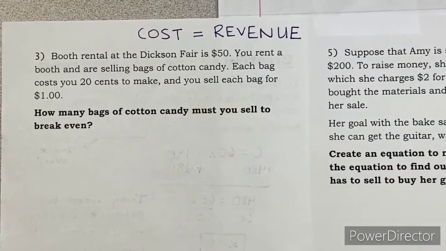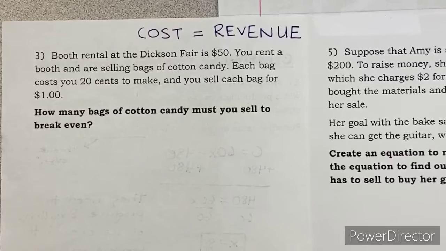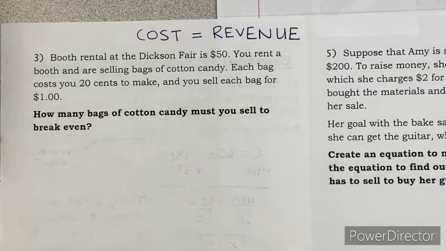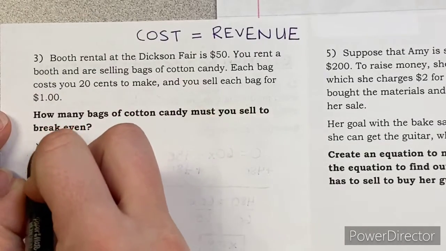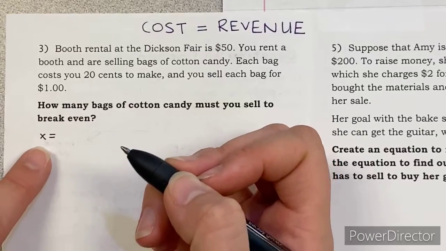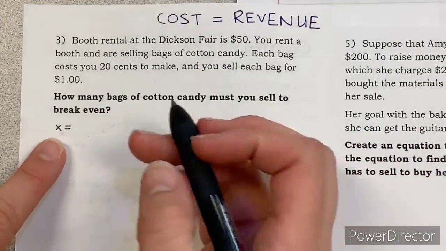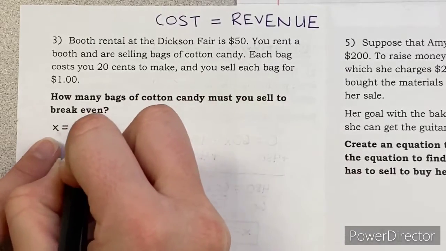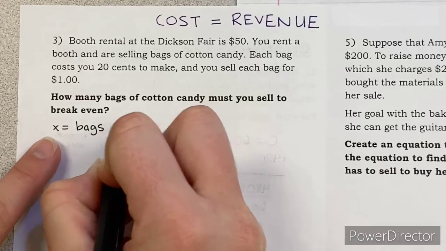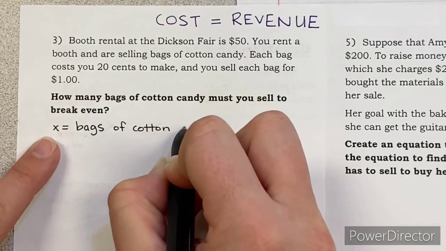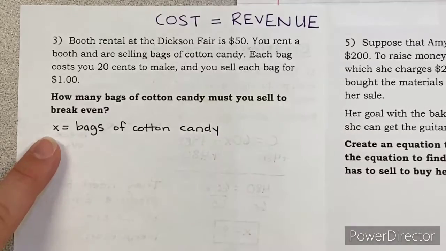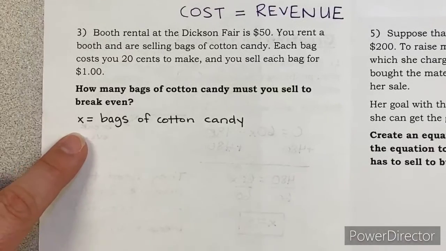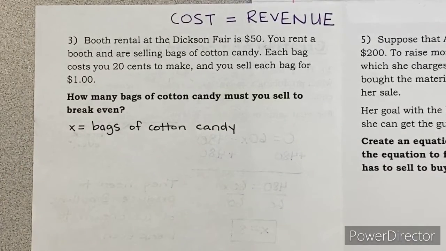Okay, so the other thing that's missing from this are the variables. They didn't actually specify the variables, so we actually have to come up with that. So I'm going to use the variable x because that's what is used most of the time anyways. So we have x, and we have to think about what we're talking about. Cotton candy bags. So I'm going to let x represent bags of cotton candy. Okay, bags of cotton candy. And now we can actually start building our equation.